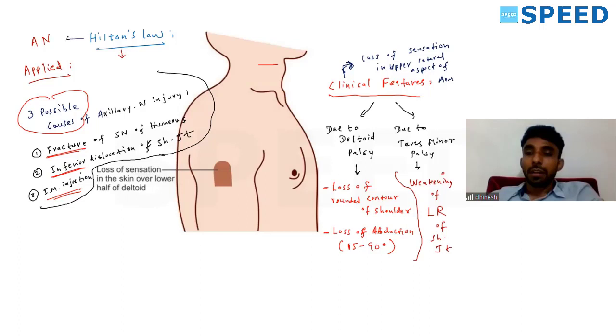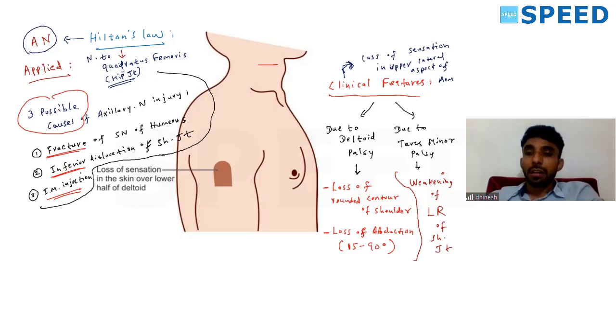So remember Hilton's law. The axillary nerve follows Hilton's law, because the axillary nerve not only supplies the deltoid muscle, it also supplies the skin over the deltoid, and it also supplies the shoulder joint where the deltoid muscle is acting. And one more classical example of a nerve following Hilton's law is the nerve to quadratus femoris, which not only supplies the muscle, it also supplies the hip joint and the skin over the hip joint. So these are the two classical examples of nerves obeying Hilton's law.